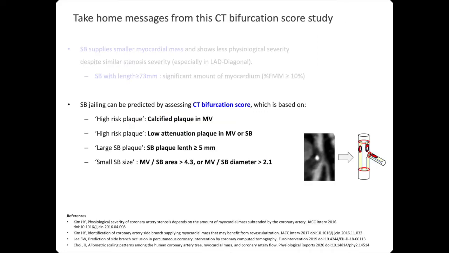Take-home messages from this CT bifurcation score are shown here. Side branch jailing can be predicted by assessing the CT bifurcation score, which is based on the characteristics or size of plaque, including calcified plaque in main vessel, low attenuation in main vessel, or side branch plaque length of more than 5 mm, or smaller side branch compared to main branch, defined by area ratio of more than 4.3 or diameter ratio of more than 2.1.